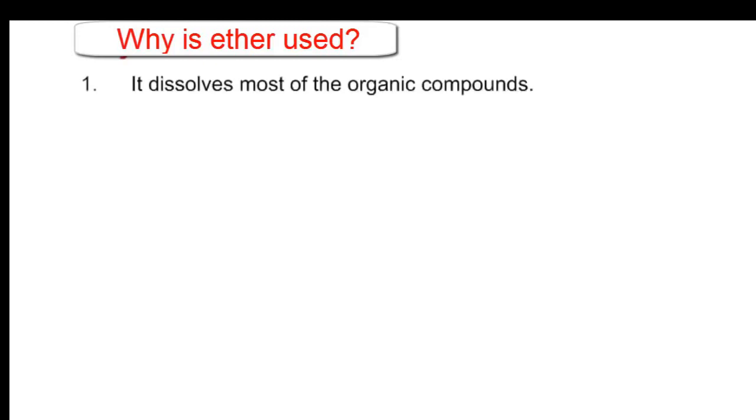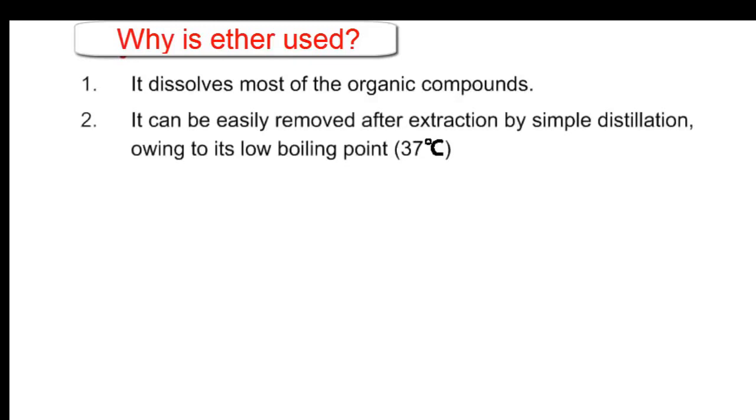Why is ether used in particular? Why is it the most commonly used solvent for extracting organic chemicals? Well, because it dissolves most organic compounds. It can be easily removed after extraction by simple distillation owing to its low boiling point, around the temperature of blood, 37 degrees C.